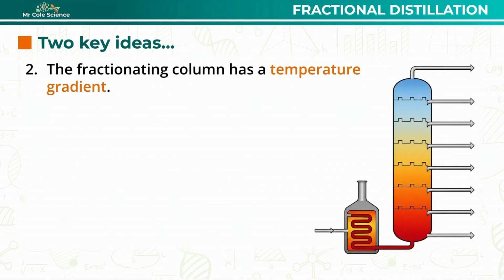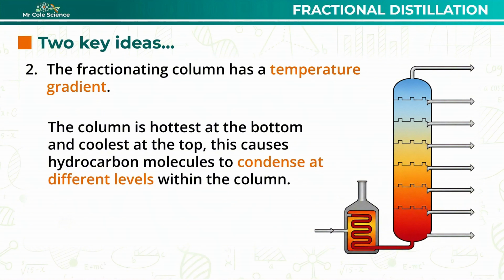The second key idea is the temperature gradient inside the fractionating column. Remember, the column is hottest at the bottom and coolest at the top. As hydrocarbon vapours rise through the column, they experience progressively lower temperatures. This means that different hydrocarbons reach temperatures below their boiling point at different heights or levels within the column.